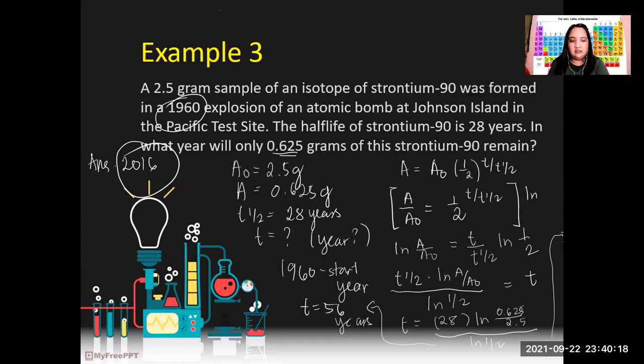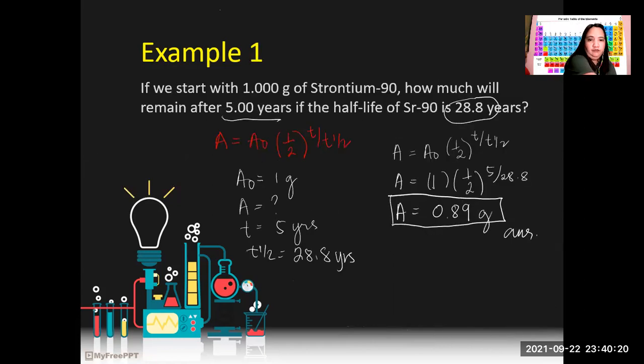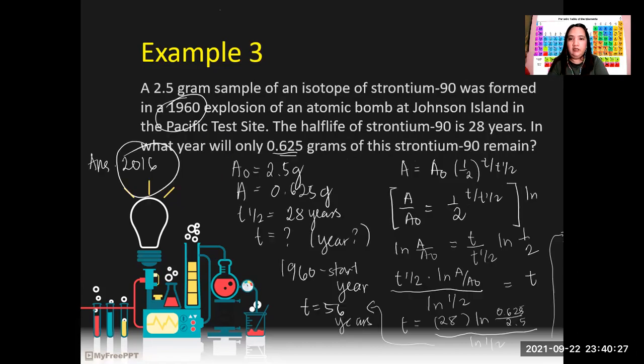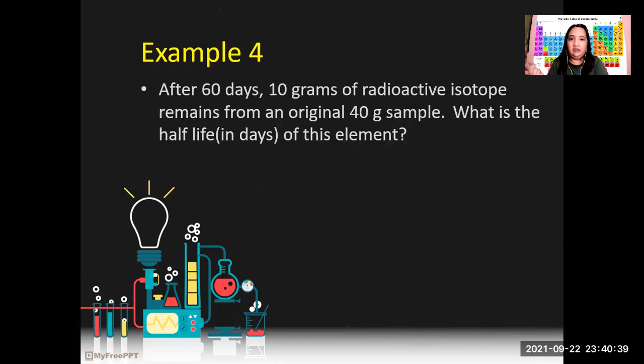Okay, last example. Let's go back to the different problems. First one, getting the remaining amount. The second, also remaining amount. Third one, we were looking for what year, because there's a start year. What we did was get the time for the decay. And for my last example: after 60 days, 10 grams of radioactive isotope remains from an original 40-gram sample. What is the half-life in days of this element?